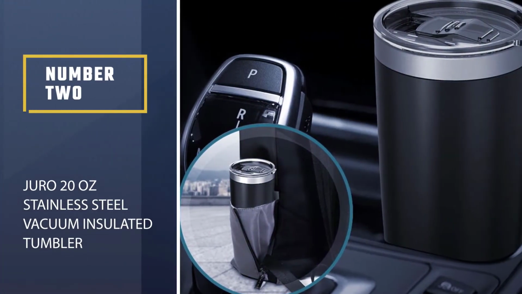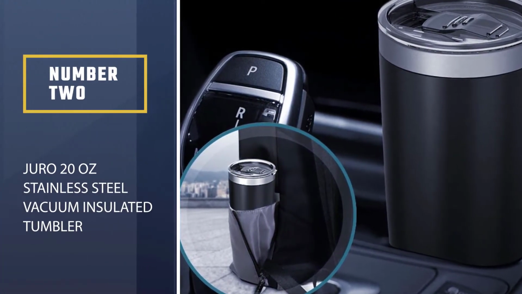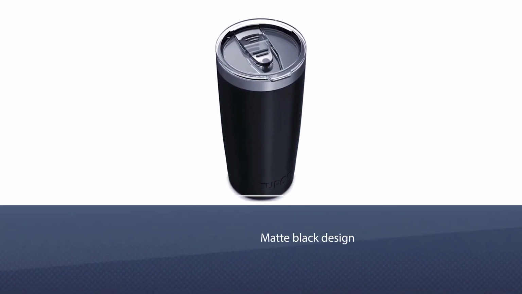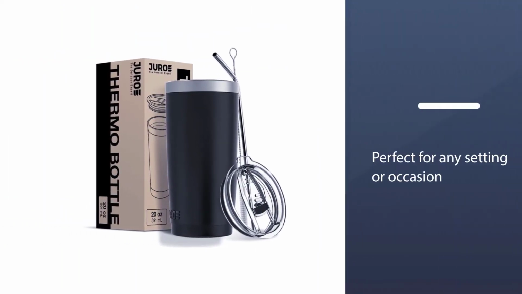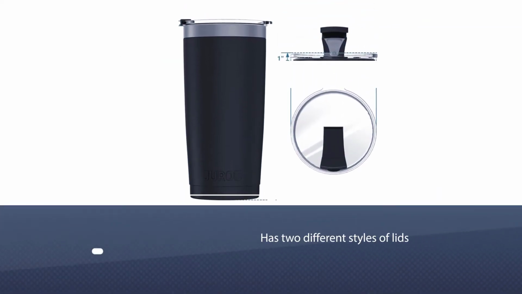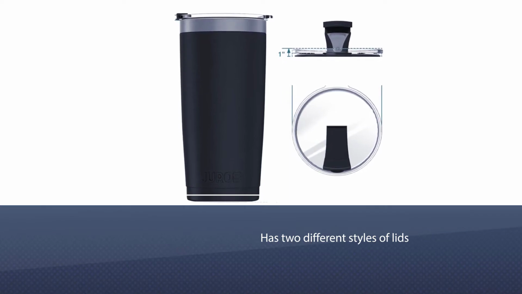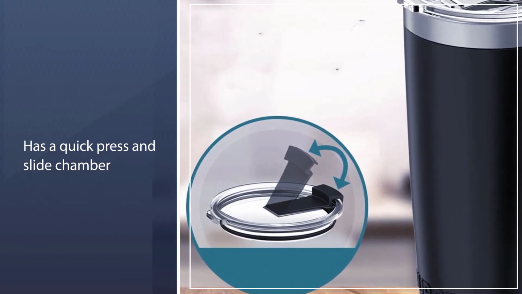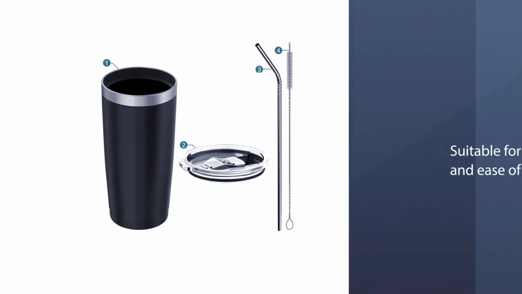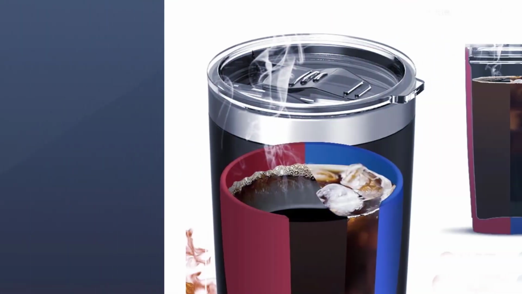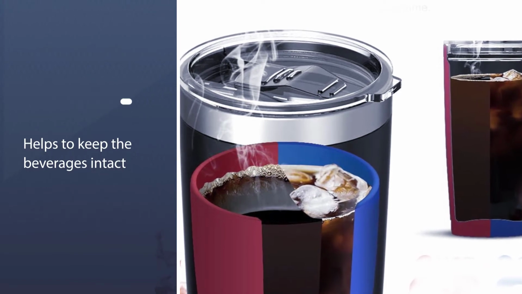Number 2. JURO 20 ounces Stainless Steel Vacuum Insulated Tumbler. If you are looking for a classic design and convenience, this JURO outdoor tumbler is the right fit for you. The classy, matte black design is perfect for any setting or occasion. JURO has 2 different styles of lids for you to choose from, the slider and the flip lid. The slider features a quick press and slide chamber for quickness and ease of use. The flip lid was made to keep beverages contained so you don't have to worry about any spills. In addition, the flip lid's tight seal also helps to keep the beverages intact.